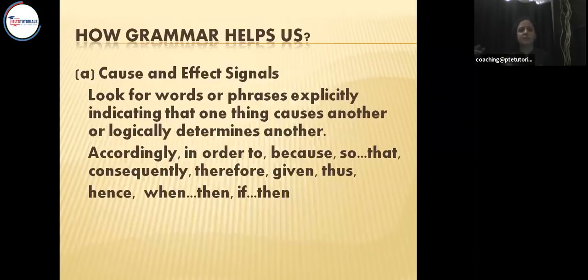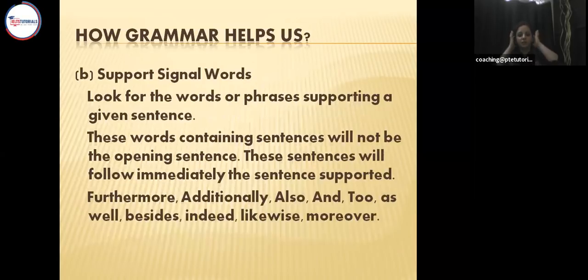Some other cause and effect signals are accordingly, which means something happens prior, then this is happening. Accordingly, in order to, because, so that, consequently, therefore, given, thus, hence, when this happens, then this happens, if this happens, then this happens. These all are cause and effect signals. So whenever you get these kinds of words in your sentences, definitely try to link them by reading a few words.